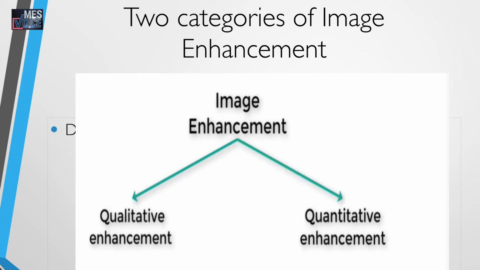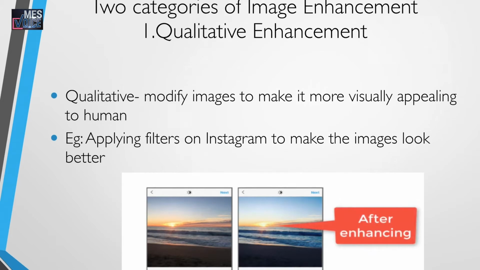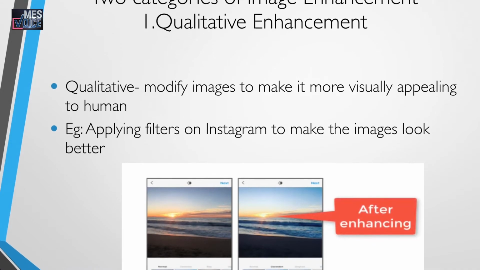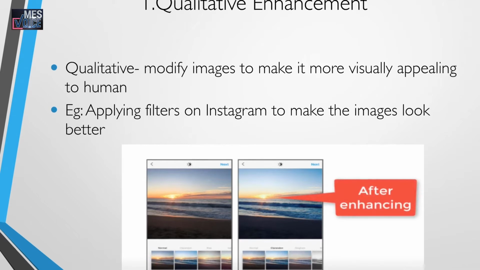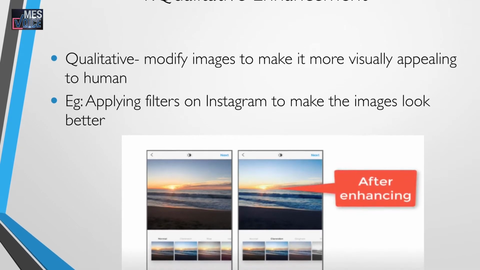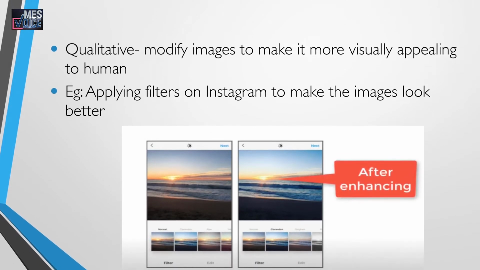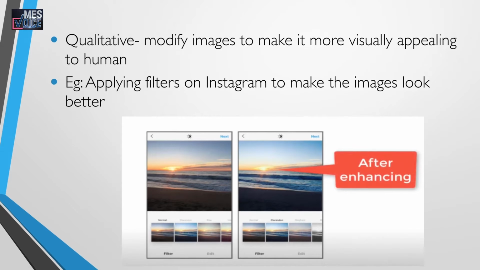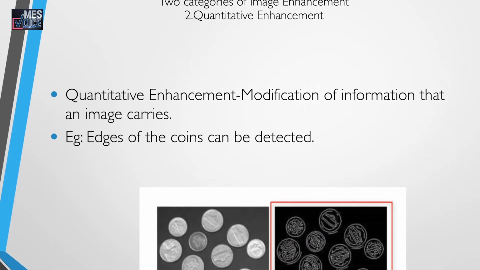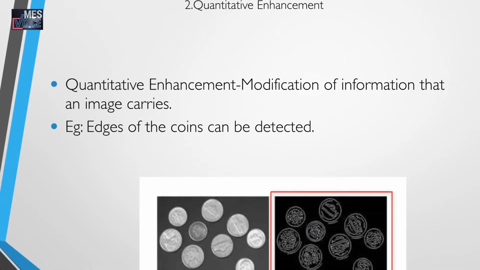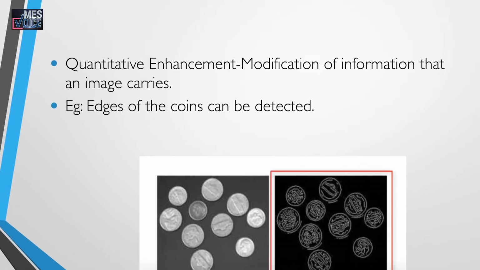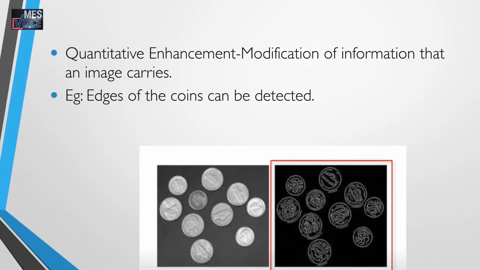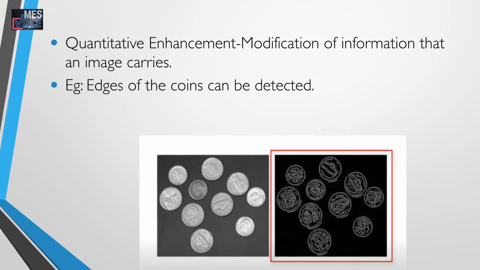They are qualitative enhancement and quantitative enhancement. Qualitative enhancement deals with modifying images to make them more visually appealing to humans. For example, applying filters on Instagram to make the images look better is an example of qualitative enhancement. The second one is quantitative enhancement. It deals with the modification of information that an image carries. For example, in the figure, the edges of the coins can be detected using quantitative enhancement.